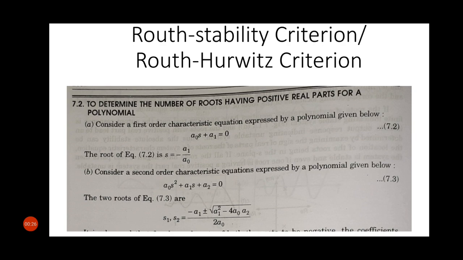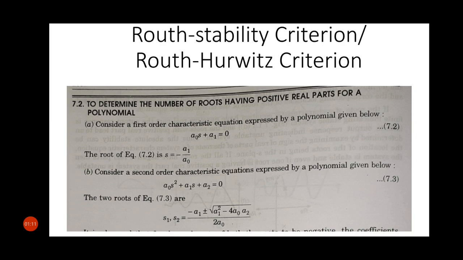In the previous lecture we discussed that for a system to be stable, all the poles of the system must lie in the left half of the S-plane. For a second order system, one can find the poles by hand calculation. But for a higher order system, finding the location of the poles is a very laborious process. So the Routh-Hurwitz stability method provides a solution to this problem.